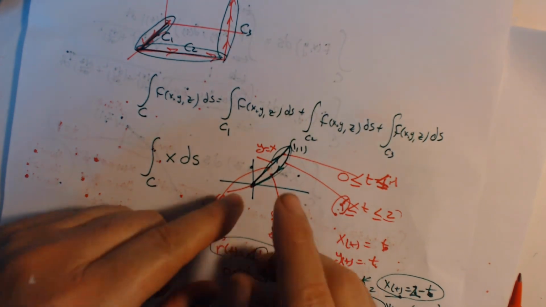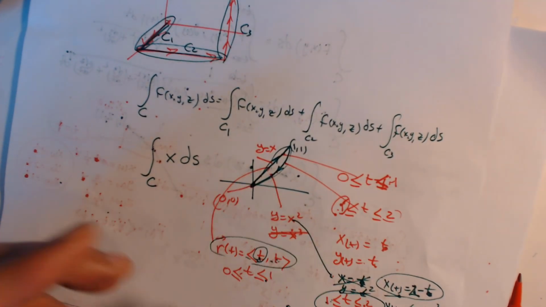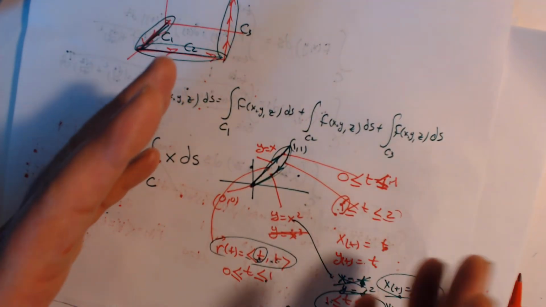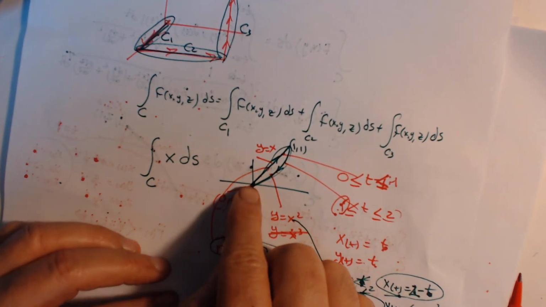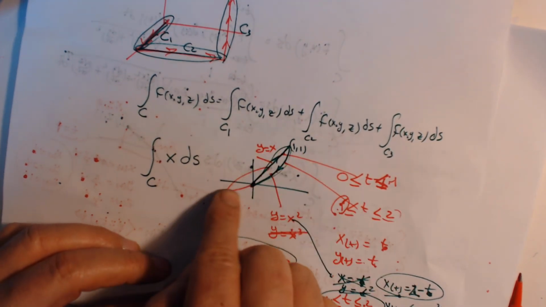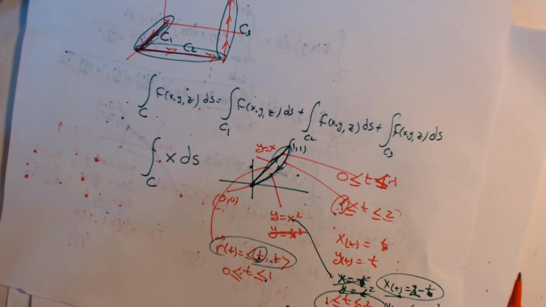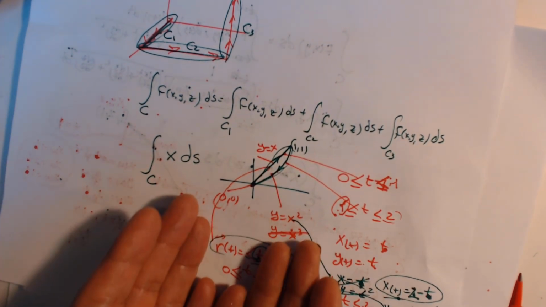What happens if this path goes inside a tornado, and the tornado picks an object from here and moves it over here and puts it back here? How much work has been done, and what is the line integral over a vector field?